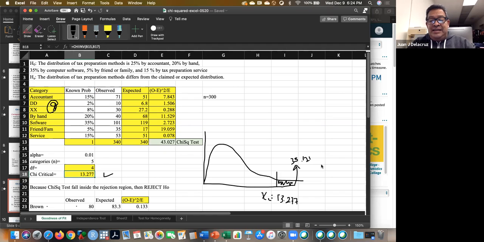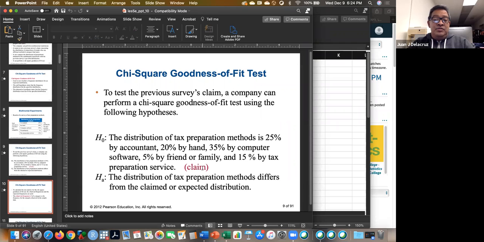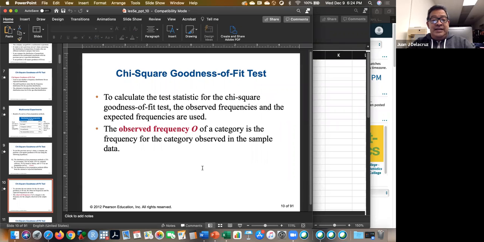So the example, that was our values. Because it was inside of the rejection region, we reject the H naught, so we can make the proper call. We need to know which one is the claim. So in this case, this is the claim. We are rejecting the claim, so we have enough evidence to reject the claim.